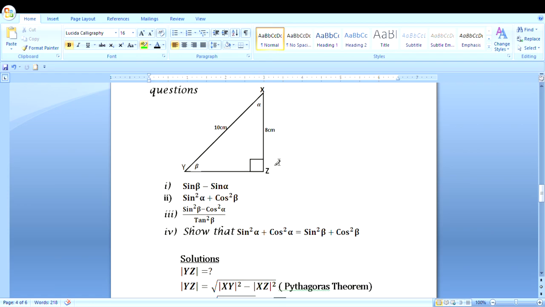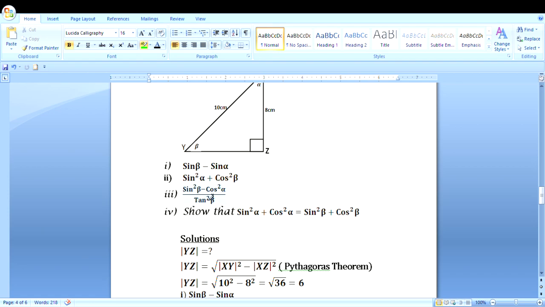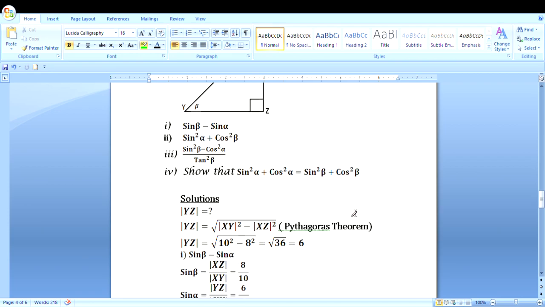Okay, so here we are asked to find the following: sine beta minus sine alpha, sine square alpha plus cos square beta, sine square beta minus cos square alpha divided by tan square beta, and also to show that sine square alpha plus cos square alpha is equal to sine square beta plus cos square beta.